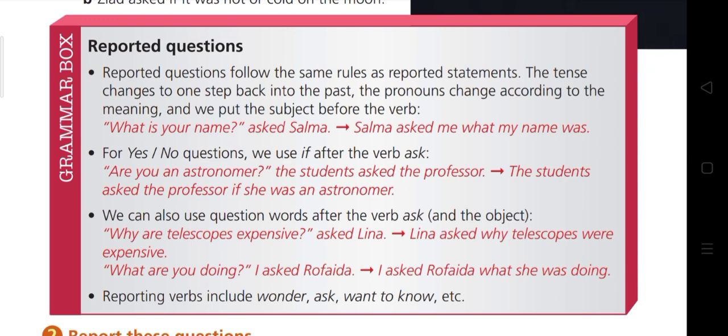So as you notice, we have the reporting verb asked, followed by an object, Rufaida. Then we used the question word what as a linking word. Then we changed the order of the sentence. Instead of saying where she doing, we say she was doing. Of course, guys, when we change the pronouns, we change the tense or the verb as well. Reporting verbs include wonder, ask, want to know. I mean, we can use either asked, wondered, wanted to know, and there are more.